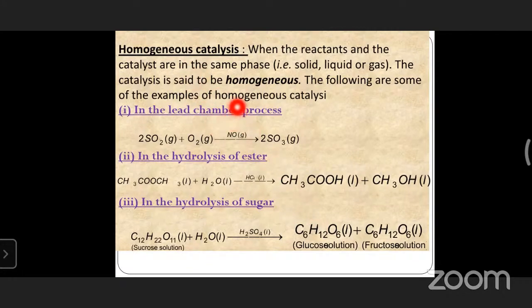We'll go with the definition once again. When the reactants and the catalyst are in the same phase, the catalysis is said to be homogeneous. The following are some examples of homogeneous catalysis. Okay, children, so this is about homogeneous catalysis. No need to worry about that. If the reactants and catalyst are both in the same phase, it is called homogeneous catalysis.